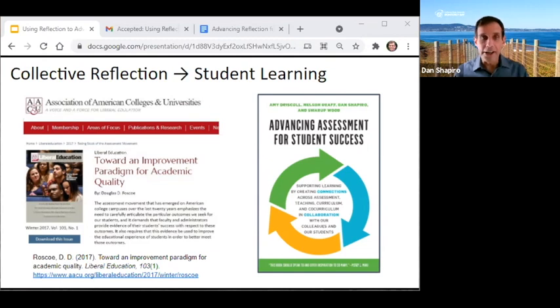movement. And in our book, we write that no matter how valid or reliable data are, we will not improve student learning if we don't have conversations that connect what we learn from assessment to how we facilitate student learning.